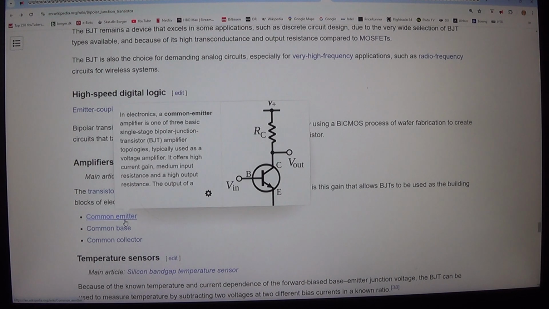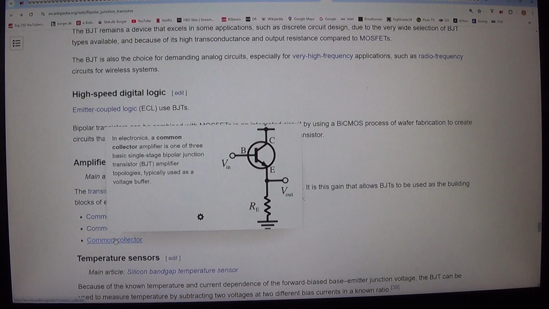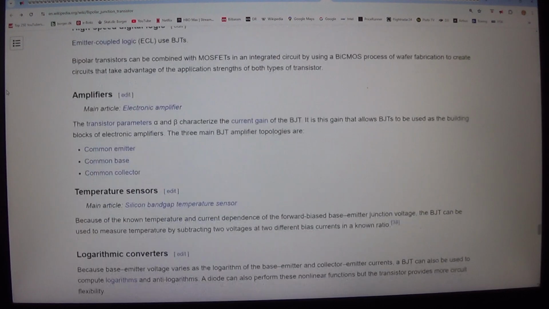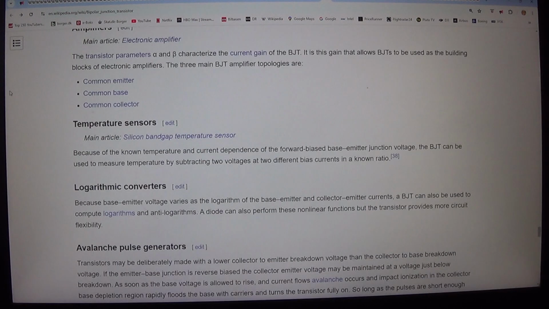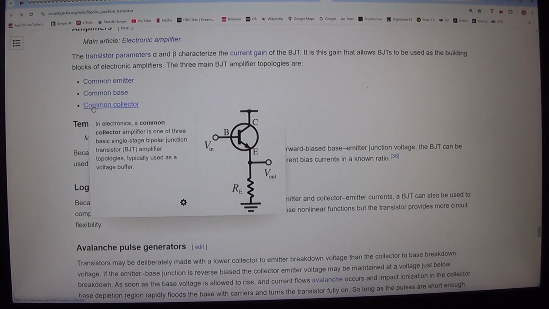Amplifiers, edit. Main article, electronic amplifier. The transistor parameters alpha and beta characterize the current gain of the BJT. It is this gain that allows BJTs to be used as the building blocks of electronic amplifiers. The three main BJT amplifier topologies are: 1, common emitter; 2, common base; 3, common collector.